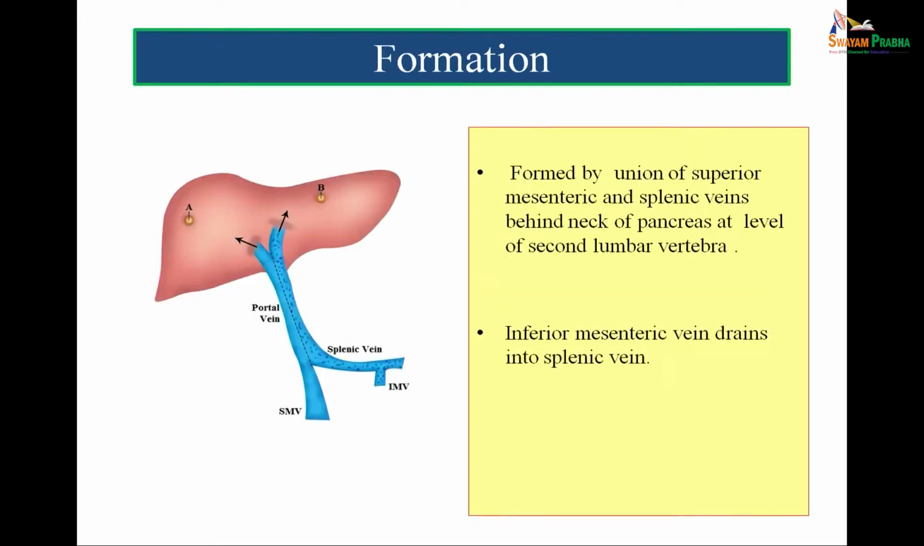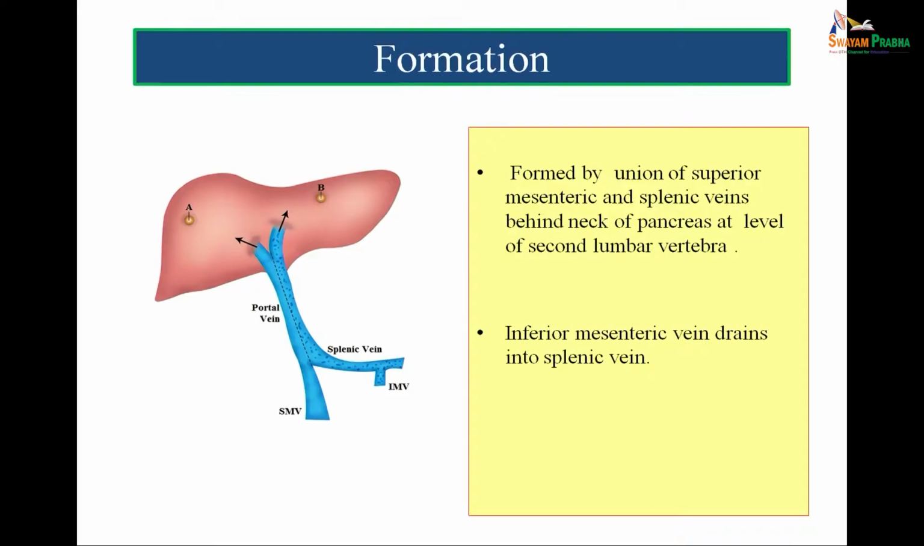So once again, regarding the formation, it is formed behind the neck of pancreas by the union of superior mesenteric and splenic veins, and the vertebral level is very important. It is frequently asked of the students. It is the second lumbar vertebra. The C-shaped loop of duodenum lies at vertebral level L1 to L3, and it is at the level of L2 that the superior mesenteric vein unites with the splenic vein.